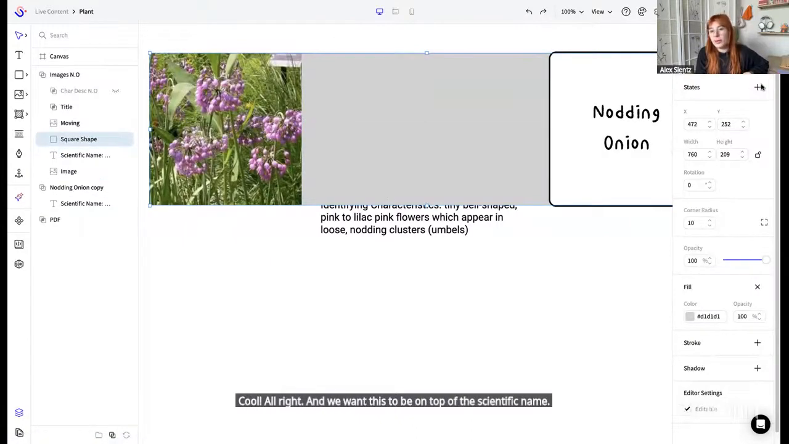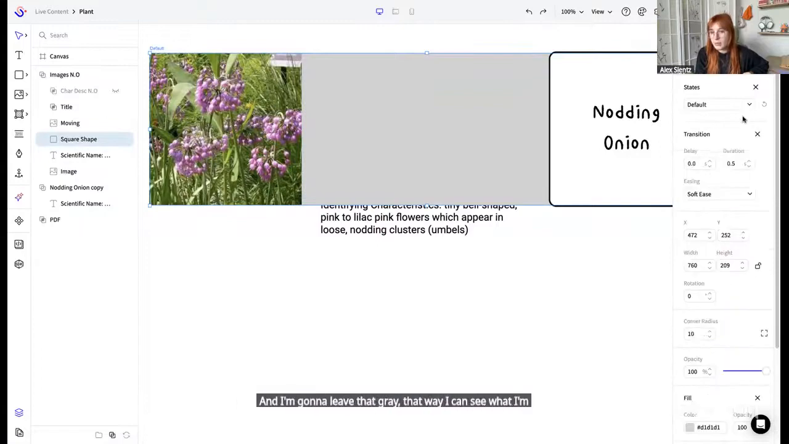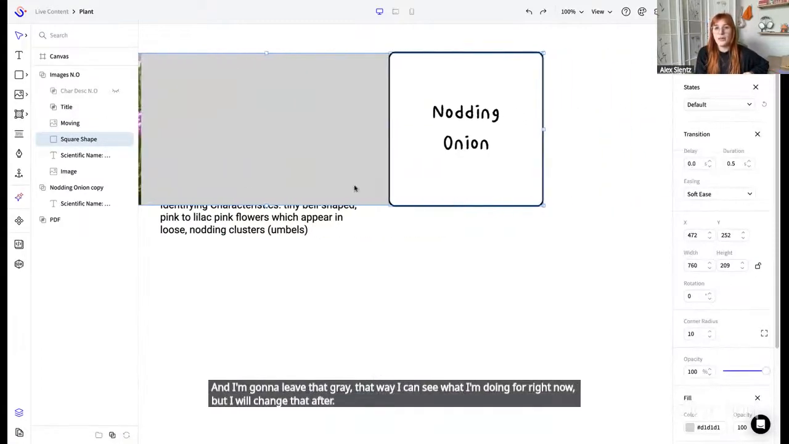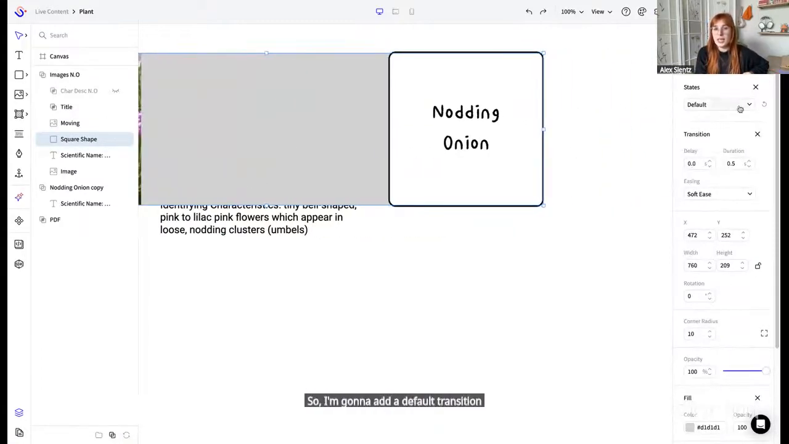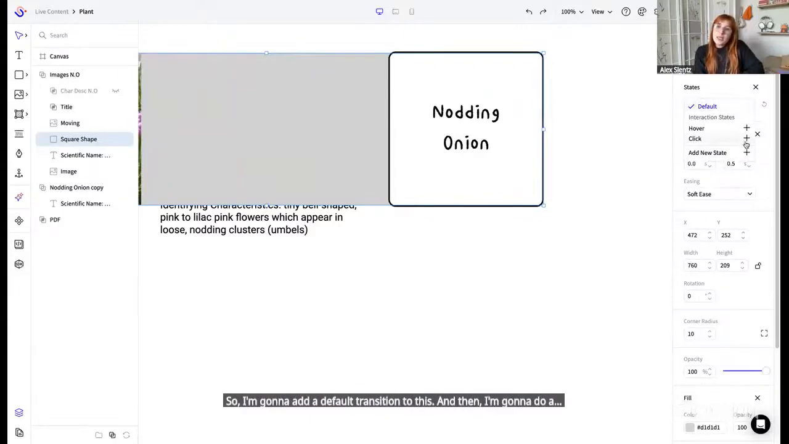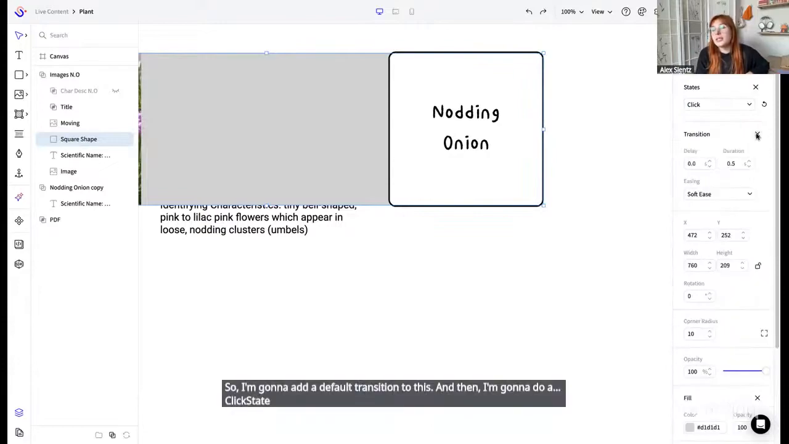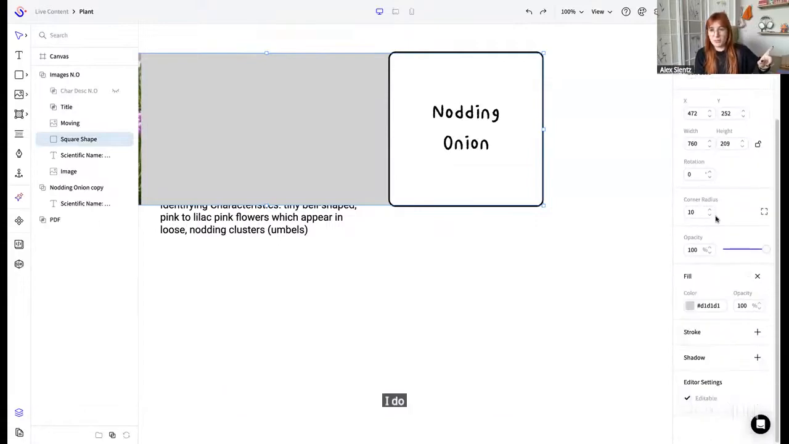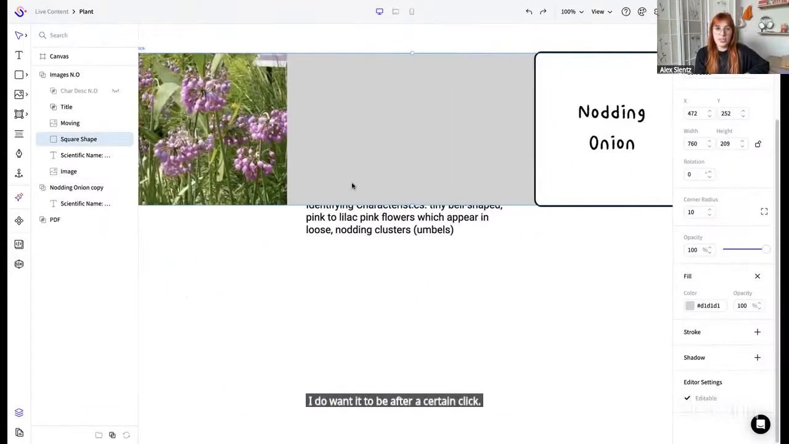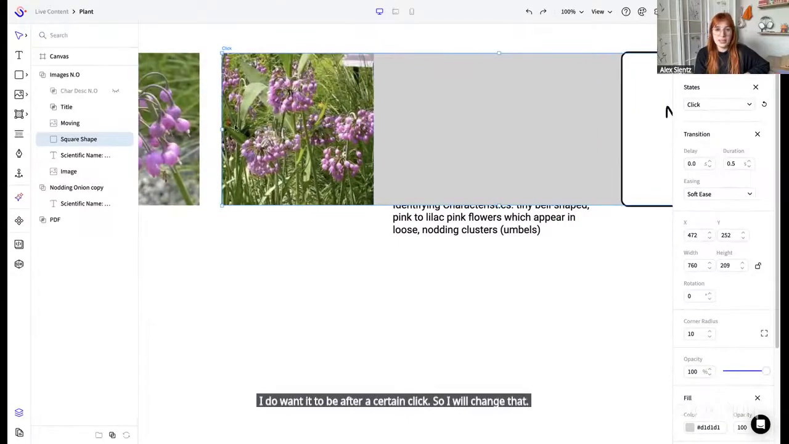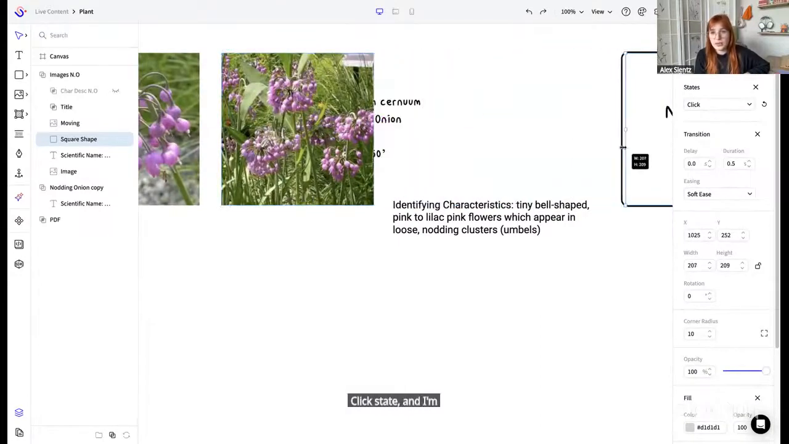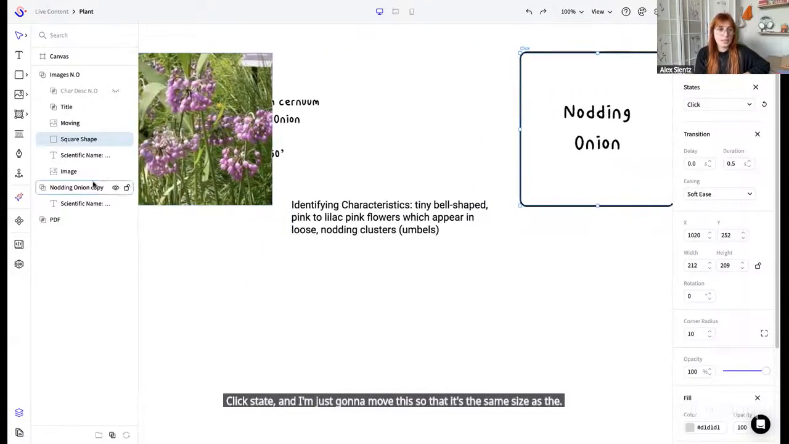And I'm going to leave that gray, that way I can see what I'm doing for right now, but I will change that after. So I'm going to add a default transition to this. And then I'm going to do a click state, just because I don't want it to do that over the hover. I do want it to be after a certain click. So I will change that click state. And I'm just going to move this so that it's the same size as the box.